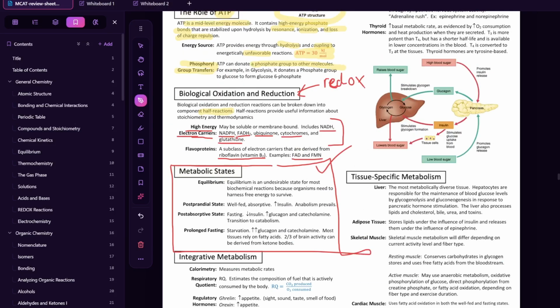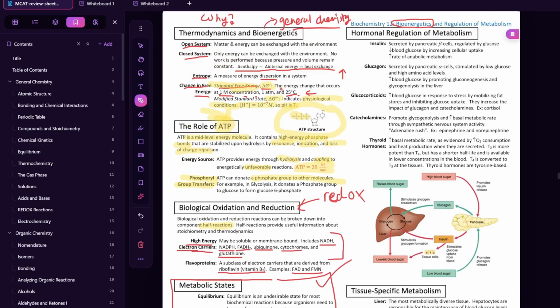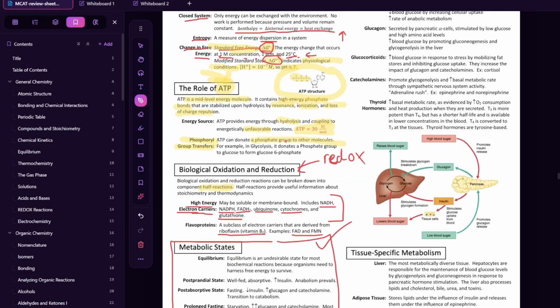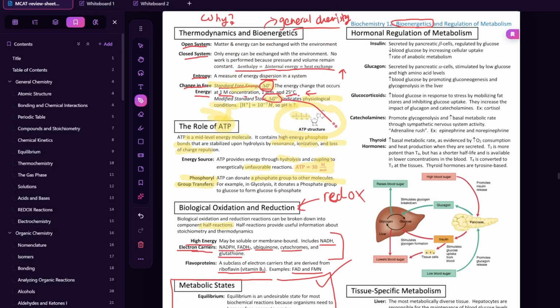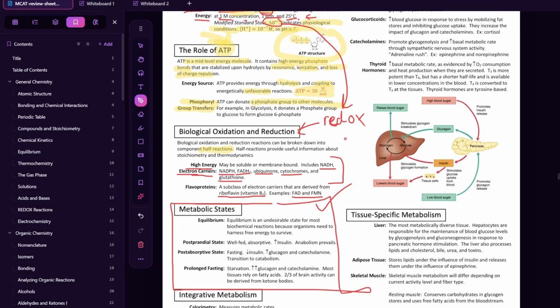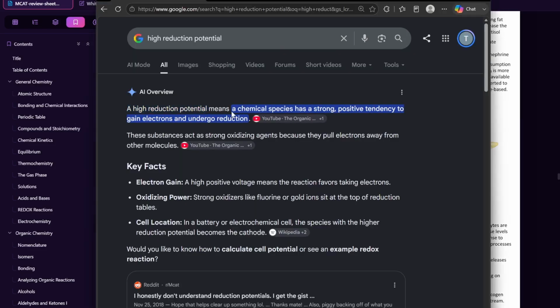If a question ever gives you a delta G prime, instead of the standard condition, it's telling you what's happening in physiological conditions, in other words, conditions in your body. And if it asks why oxygen is the terminal electron acceptor, it's because it has the highest reduction potential. If something has a high reduction potential, it means a chemical species has a strong positive tendency to gain electrons and undergo reduction.